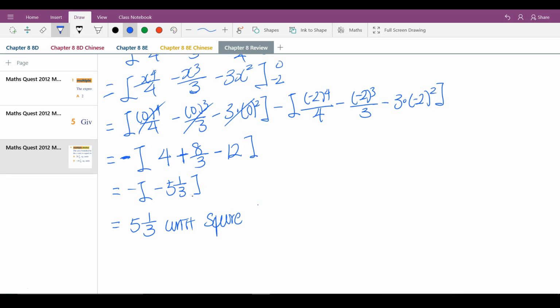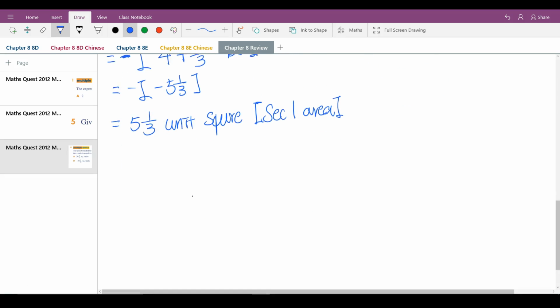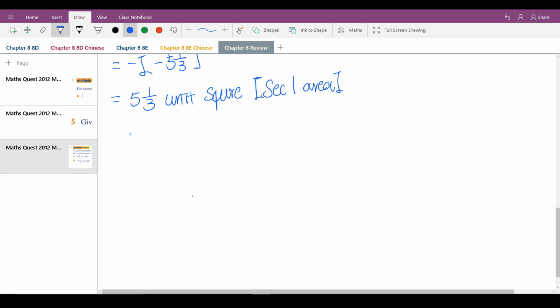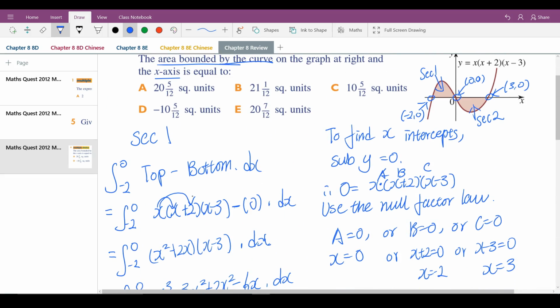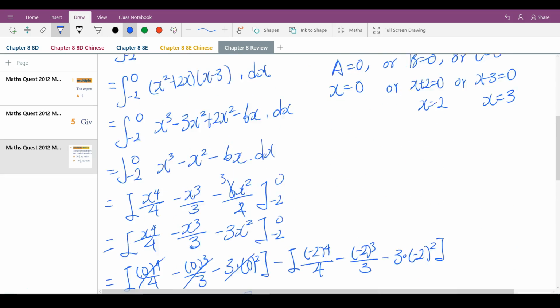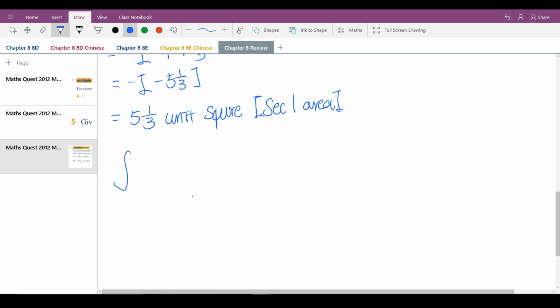And that's our section 1 area. Right? Let's head on to the section 2 area now. Remember now, we're done with this bit. We're done with this bit. And now it's this bit. From here to here. So from 0 to 3. Alright, from 0 to 3.